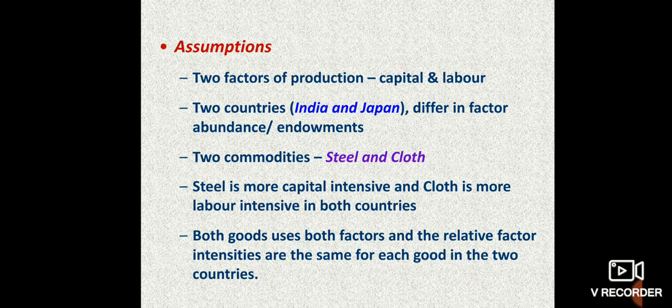Two commodities, steel and cloth. This particular theory is called the 2 by 2 by 2 model. Okay, two factors of production, two countries and two commodities. Steel is more capital intensive and cloth is more labor intensive in both countries. Both goods use both factors and the relative factor intensities are the same for each good in the two countries.